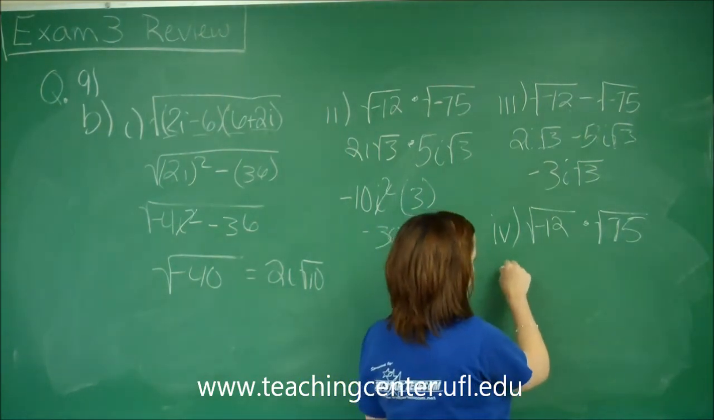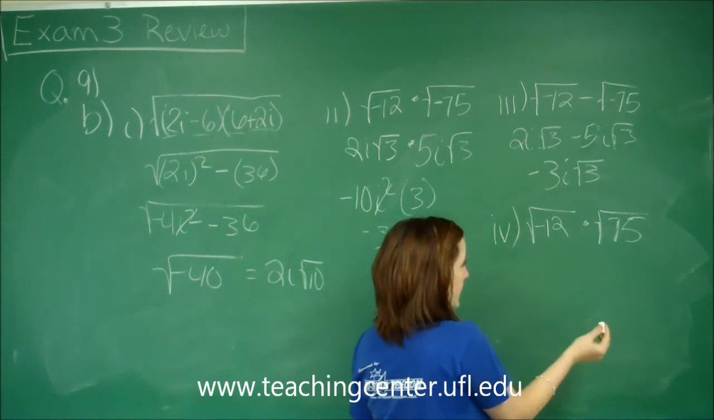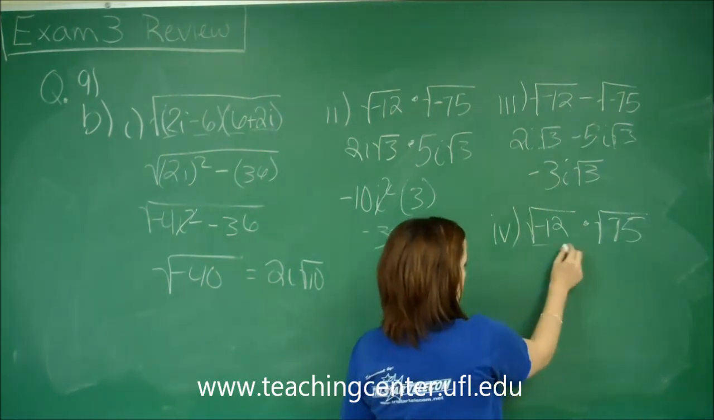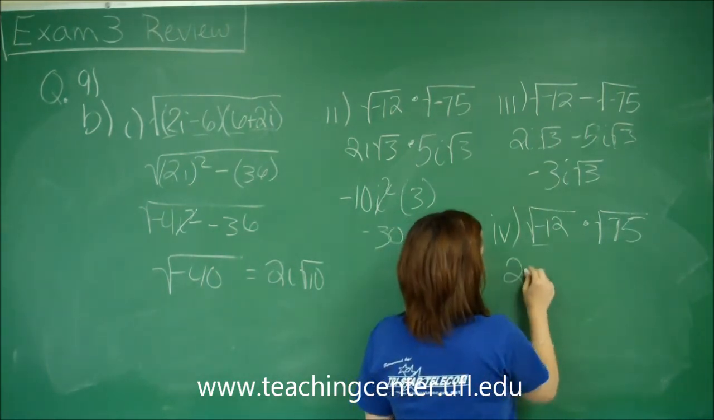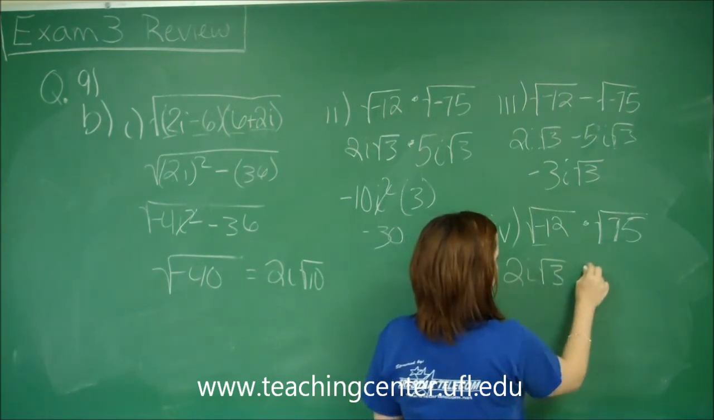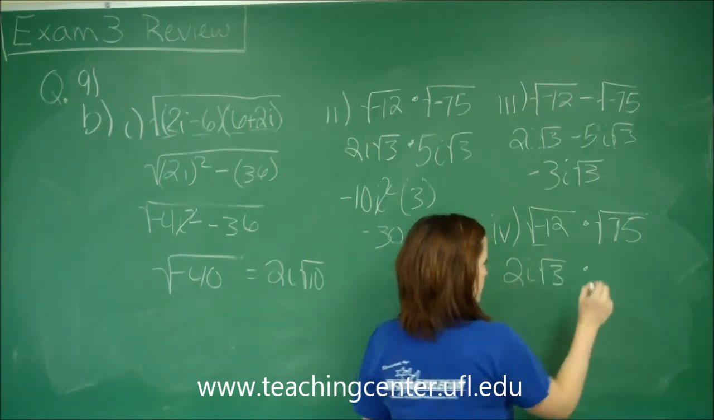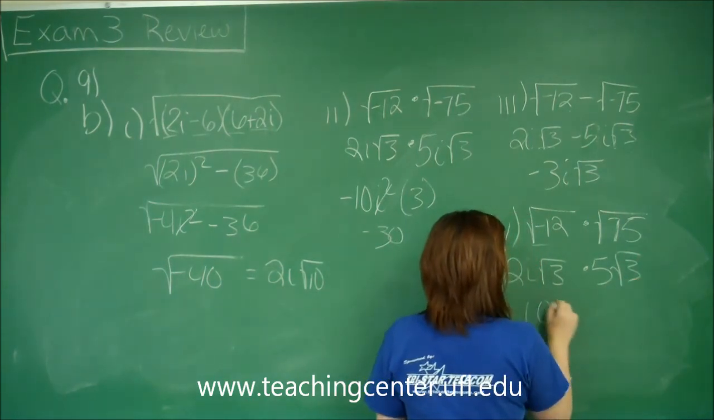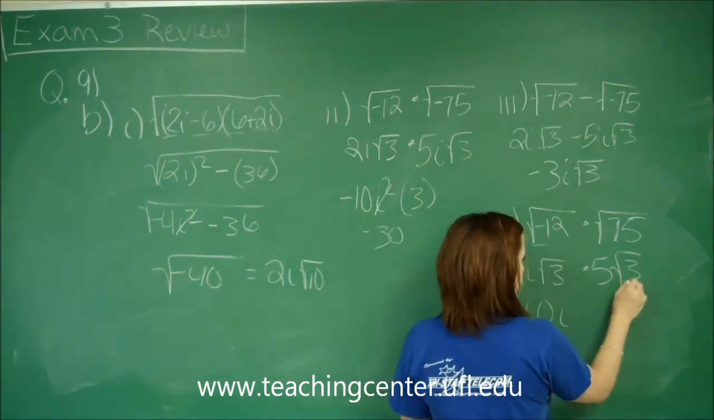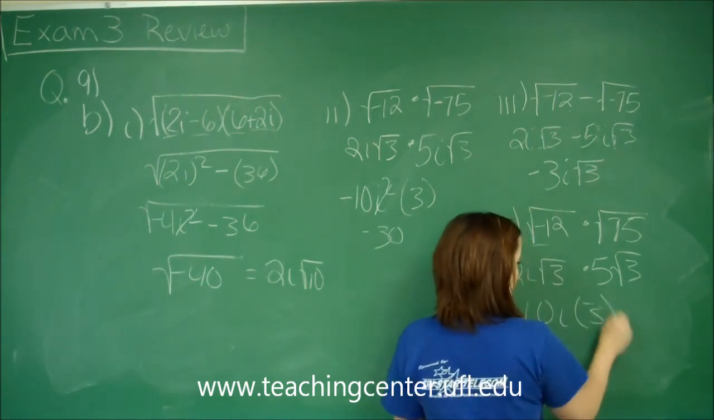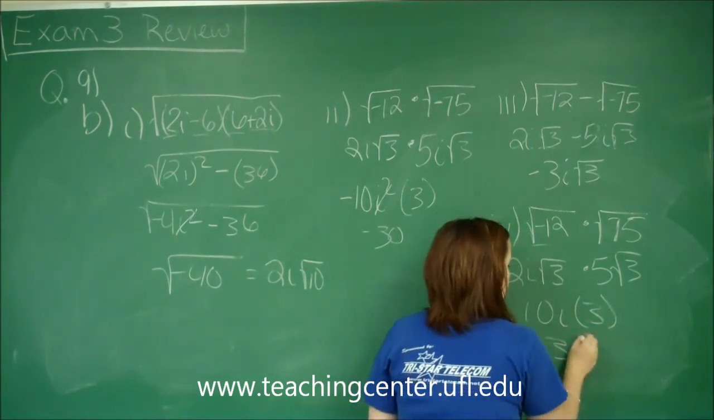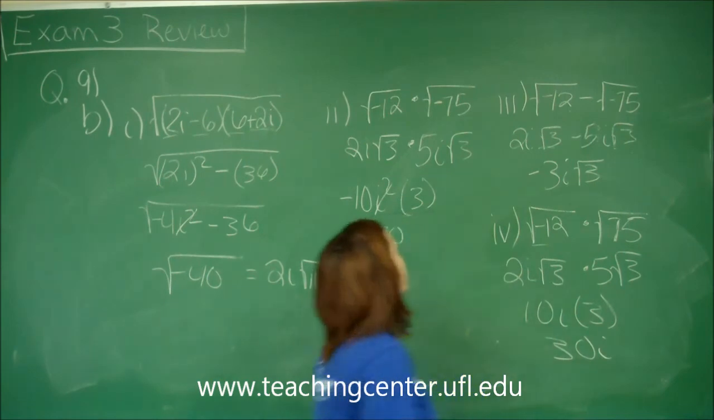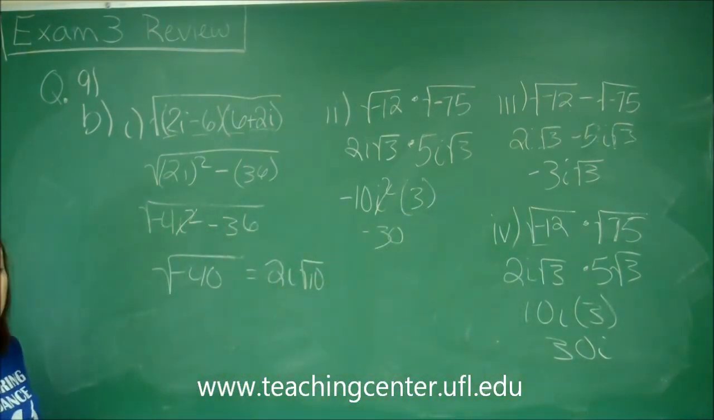And then here for part 4, again, we're going to break up the negative under the square root in terms of I, so that gives us 2i square root of 3 times, and then this becomes 5 square root of 3. When we multiply, we get 10i times the square root of 3 times the square root of 3 is just 3, so 10i times 3 is 30i. And that is how you solve question number 9, part B.